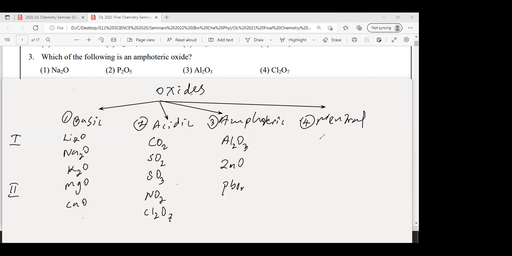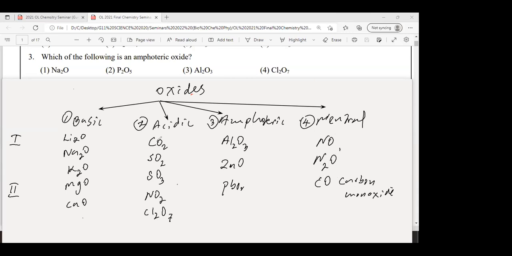Now, neutral oxide means what? They don't react with acids or bases or water. Neutral oxides, no reaction: nitric oxide, neutral. Nitrous oxide, neutral. Carbon monoxide, neutral. Neutral doesn't mean they can't be harmful. Example, carbon monoxide is toxic, but it's neutral. It doesn't react with water, acids or bases, but it's a toxic gas.